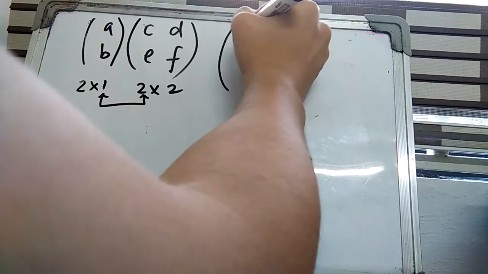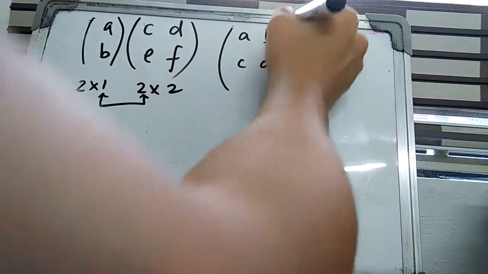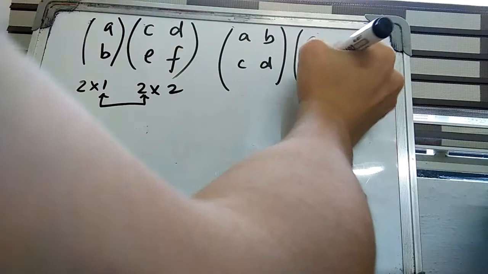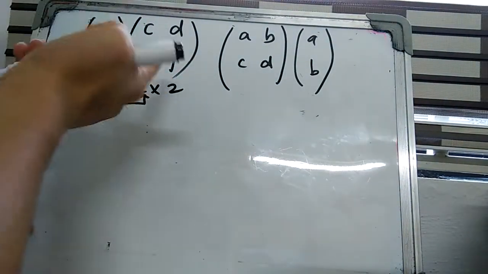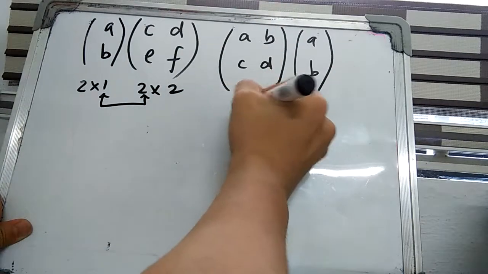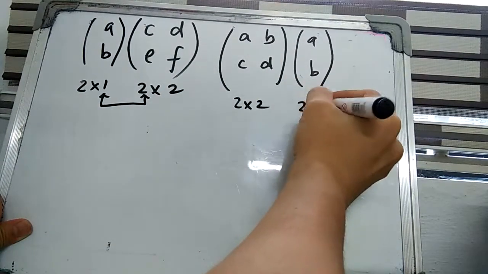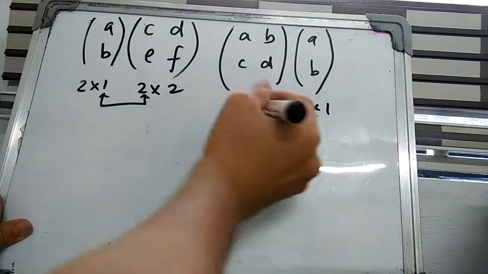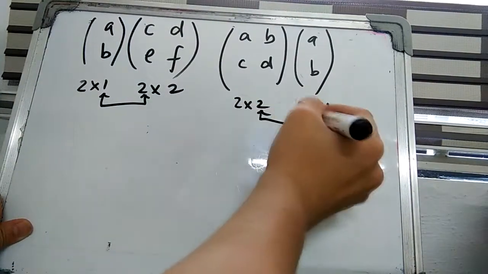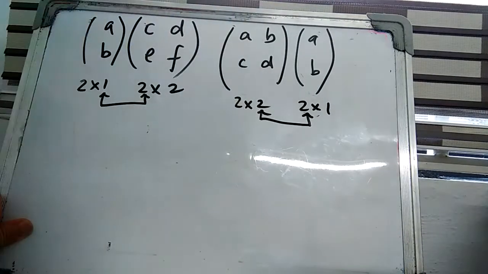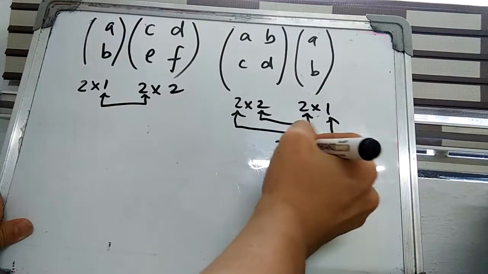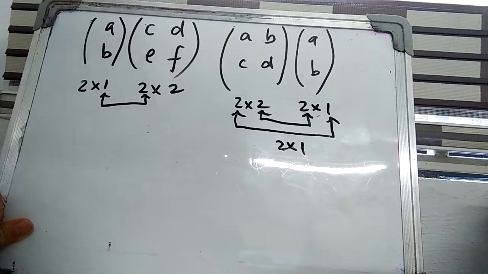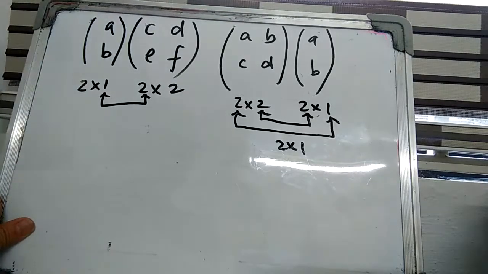What if I have a matrix here, A, B, C, D, and A, B? Okay, so I just switch the position of the two matrices, and this will become 2 times 2, and this will become 2 times 1. And here you have these two numbers which are the same, and therefore these two matrices you are able to multiply together, and the product of the matrix is actually a 2 by 1 matrix. Okay.